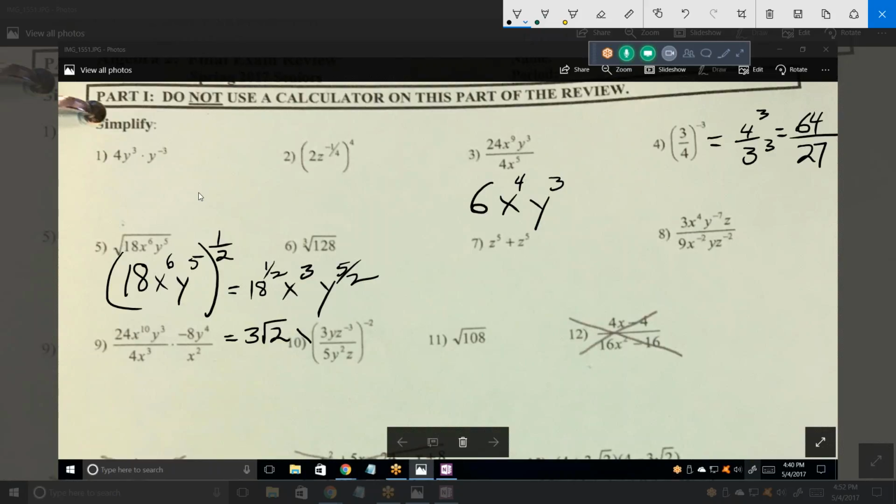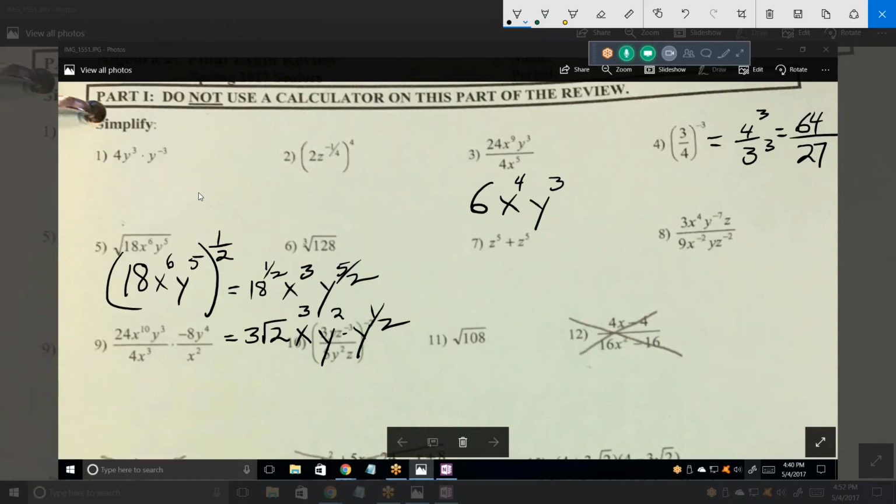Now, I still have an x to the 3. Mm-hmm. And now I have a y to the 5 halves. I can actually separate that as y to the 2 times y to the 1 half. See why?